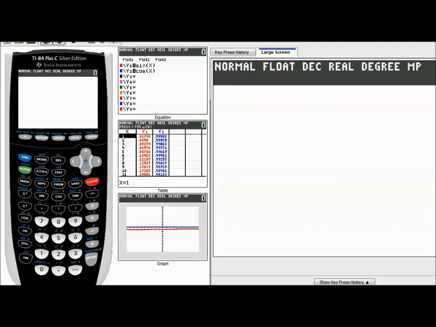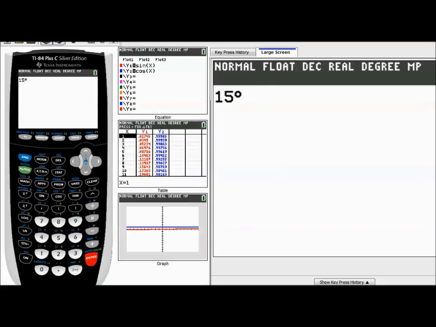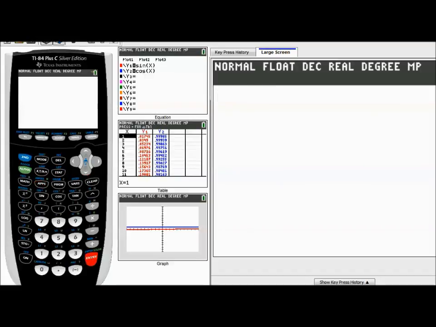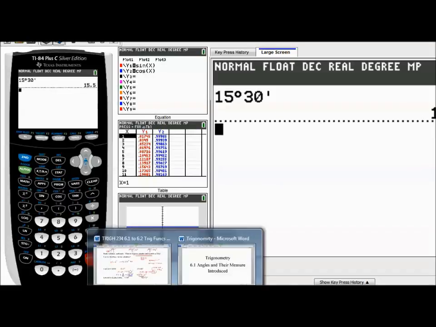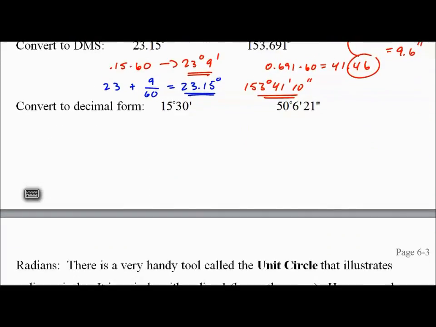So I want to make 15 minutes and 30 seconds. So 15, second angle, there's my degree. 30, second angle, there's my minutes. Hit enter, it should give me 15.5. You can't quite see it. It's off screen to the right there. Apologies. So, what's 15 degrees 30 minutes? 15.5 degrees. That's 15 plus 30 over 60.